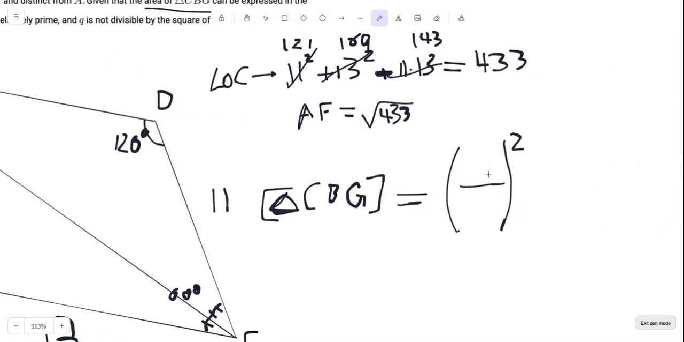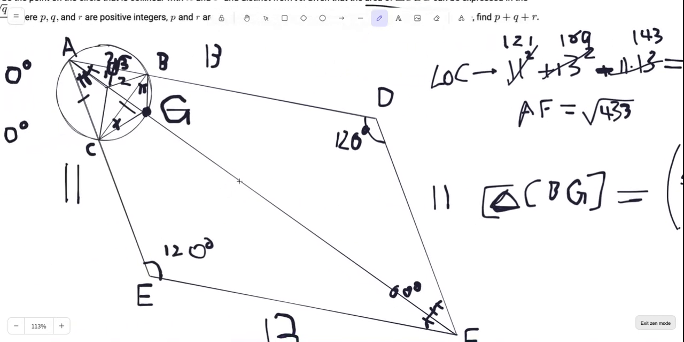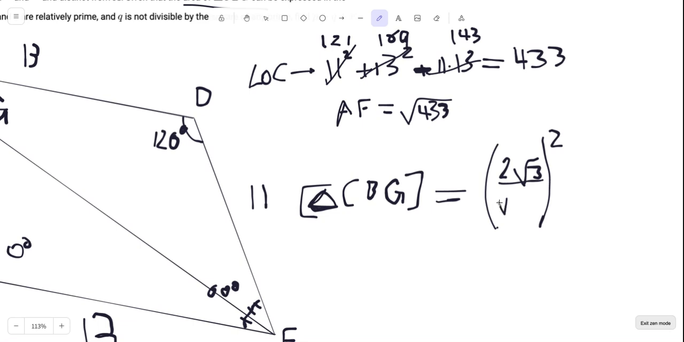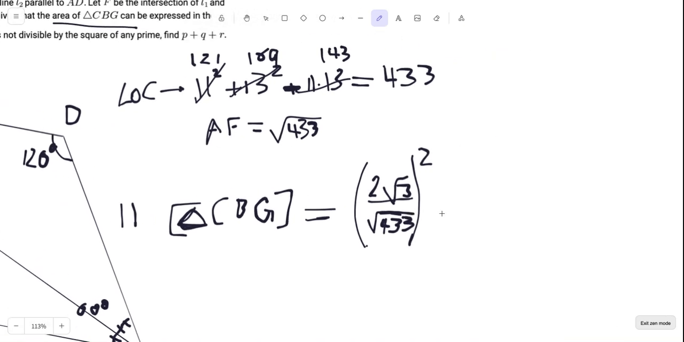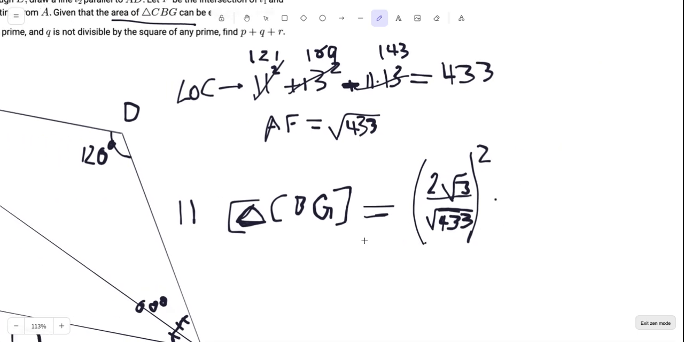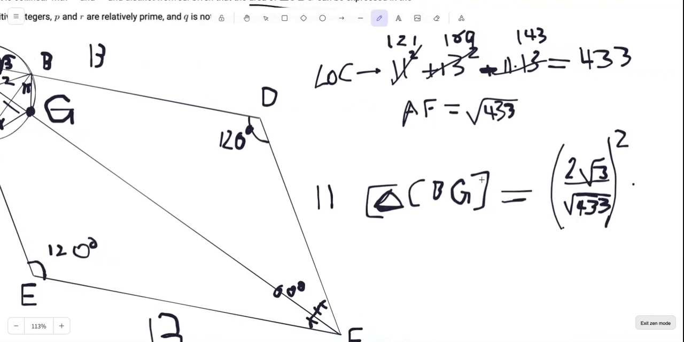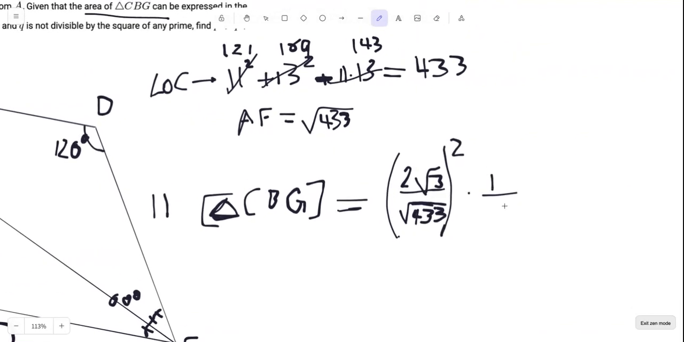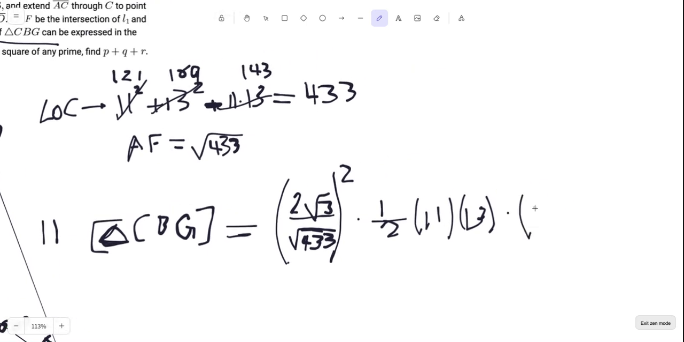So 2 root 3 is the long side of the smaller triangle CBG, and the bigger triangle has a long side of root 433. That's a ratio, and then it's squared because it's areas, times now the area of this triangle. You can use law of sines. 11, sorry, and then the sine of 120 degrees, which is root 3 over 2.